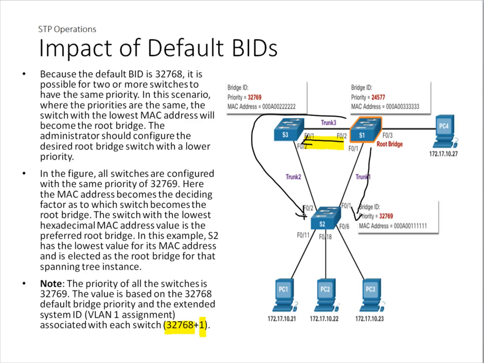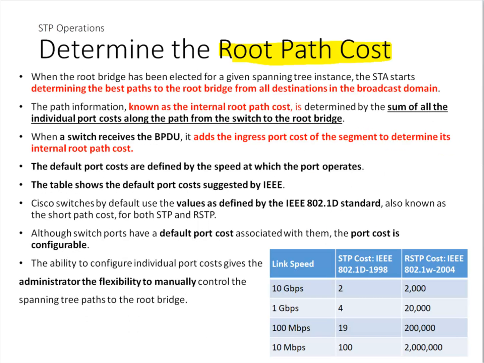So from the root bridge to all the nodes, what are all the possible paths available? For every path, the cost will be calculated, and this is going to be the root path cost. Now how do we calculate the root path cost? If it is a Cisco device, the root path cost is calculated using the IEEE 802.1d standard.